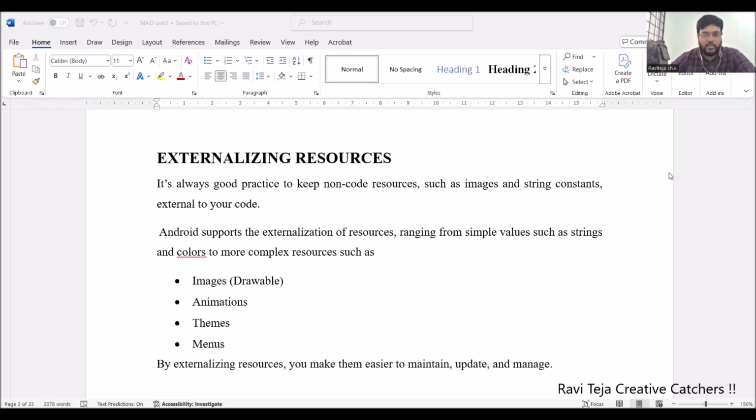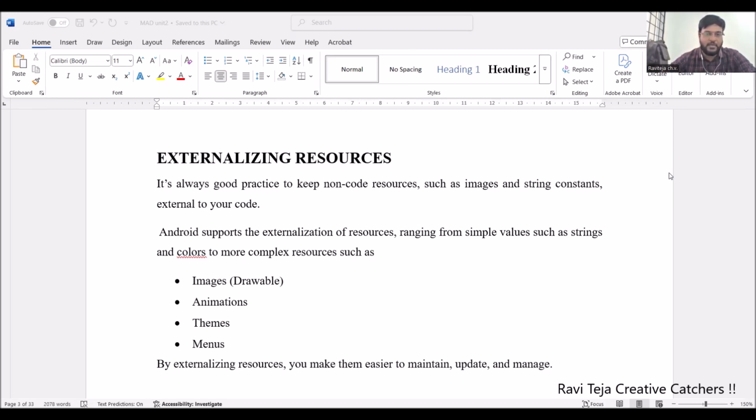In today's class, we are going to learn a new concept called externalizing resources. For those who feel a little tougher with the coding, it is always better to keep the non-coding resources as well. Okay, so it can be some sort of diagrams, images, or some sort of animations, such that these resources can be utilized in your app development stage in the Android Studio.